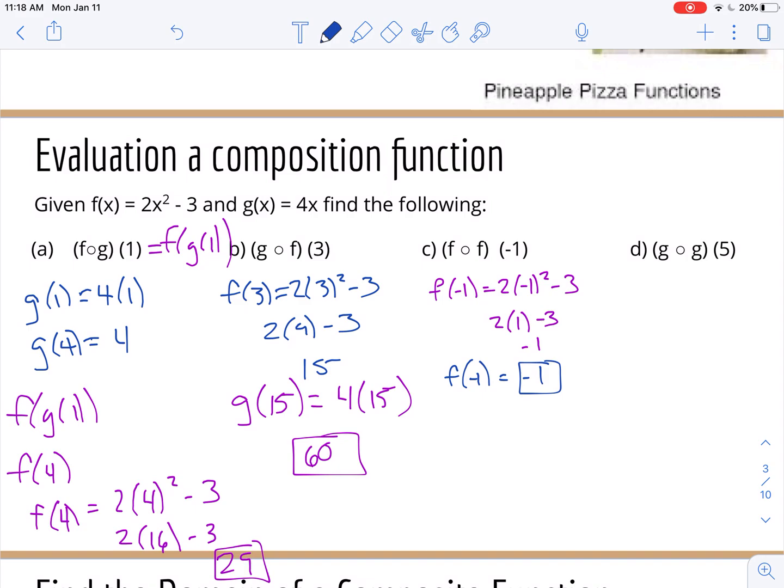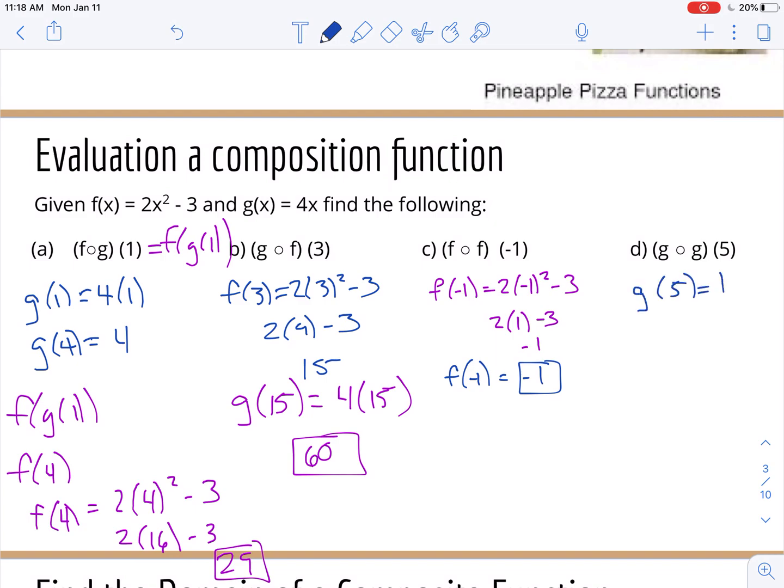f of f of negative 1 is negative 1, because I found what f of negative 1 was. Once I figured out what f of negative 1 was, I plugged that y value back in as a new input into that function f and went from there. g of 5 means I need to figure out what g of 5 is.